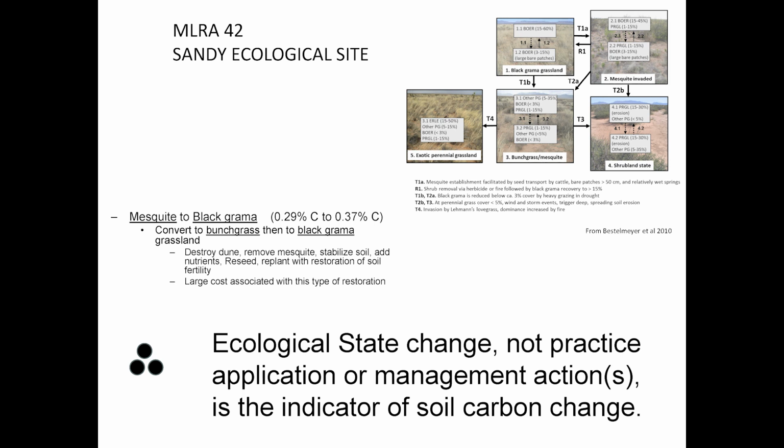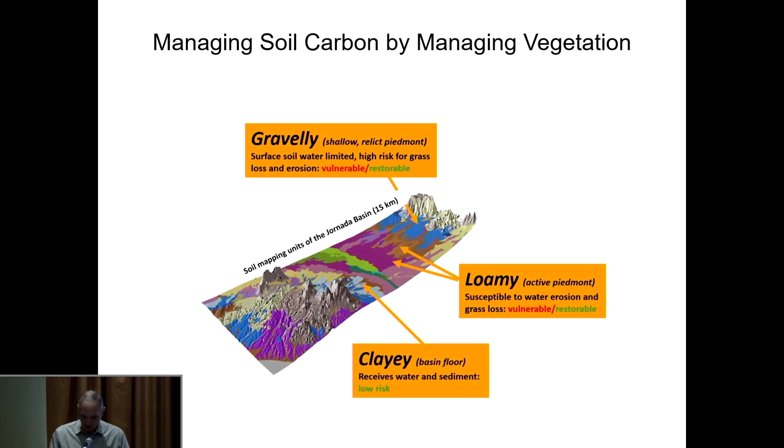Ecological state change, not practice application or management action, is what's indicating soil change. So this is something that happens over 50, 60, 100 years, not something that happens over 5 or 10 years. Now, managing soil carbon by managing vegetation.